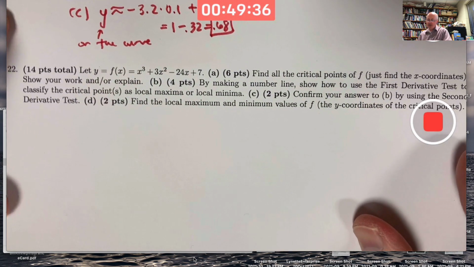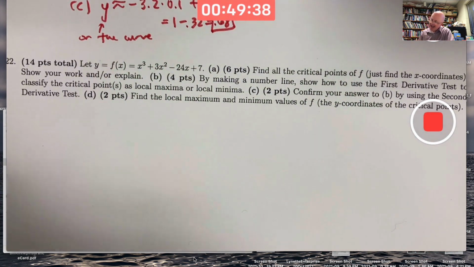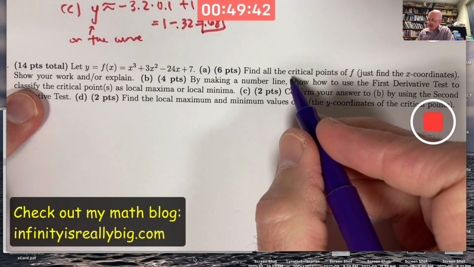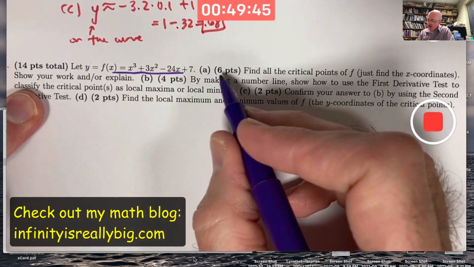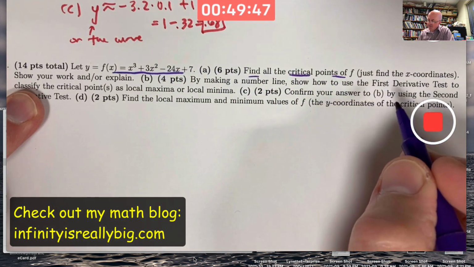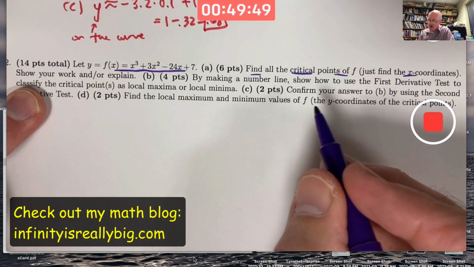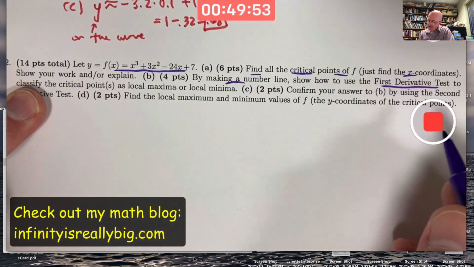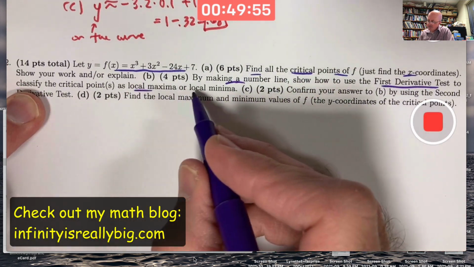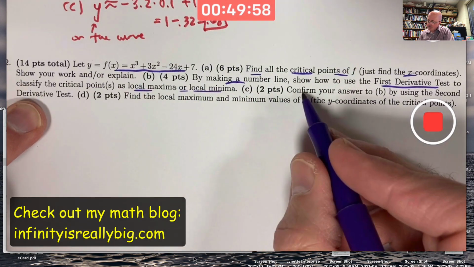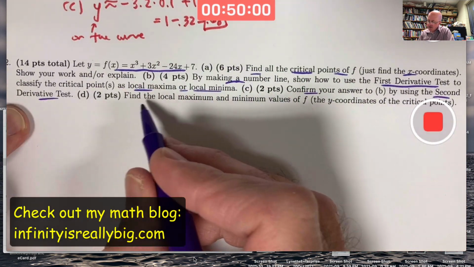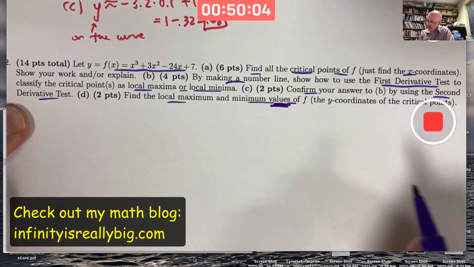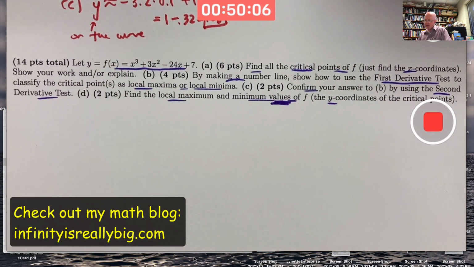22 is an optimization problem, though it's not an applied optimization problem. That'll come on exam 3. F of x is this cubic. Part A, find the critical points of f, just their x coordinates. Part B, make a number line and use the first derivative test to classify local maxima or minima. Part C, confirm with the second derivative test. And part D, find the local max and local min values, emphasis on the word values, the y-coordinates of the critical points.